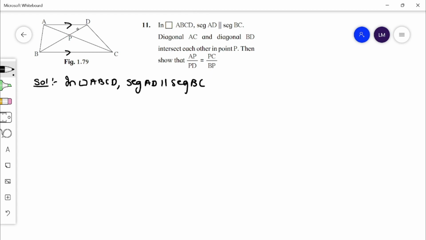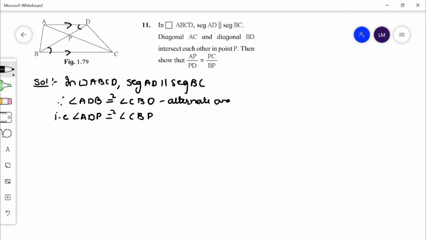So if it is parallel, then alternate angles will be congruent, right? So therefore we can write, angle ADB is congruent to angle CBD, but we have to use this in triangle, right? So we can write as angle ADP, instead of B we can write P, is congruent to angle CBP. So this is alternate angles, right? So reason alternate angles, and this we can write as equation number 1.